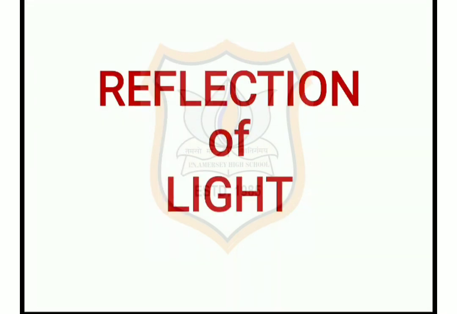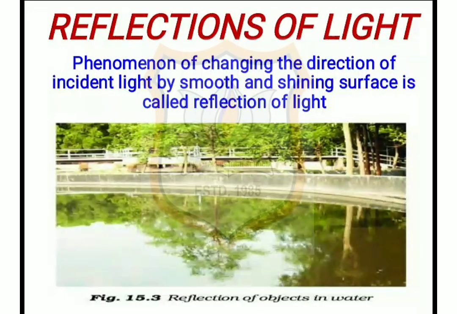Students, how can we change the path of light? Do you know what happens when light falls on a polished or a shiny surface? Now we will discuss the next topic, reflection of light. One way to change the direction of light is to let it fall on a shiny surface. For example, a shining stainless steel plate or a shining steel spoon can change the direction of light. The surface of water can also act like a mirror and change the path of light.